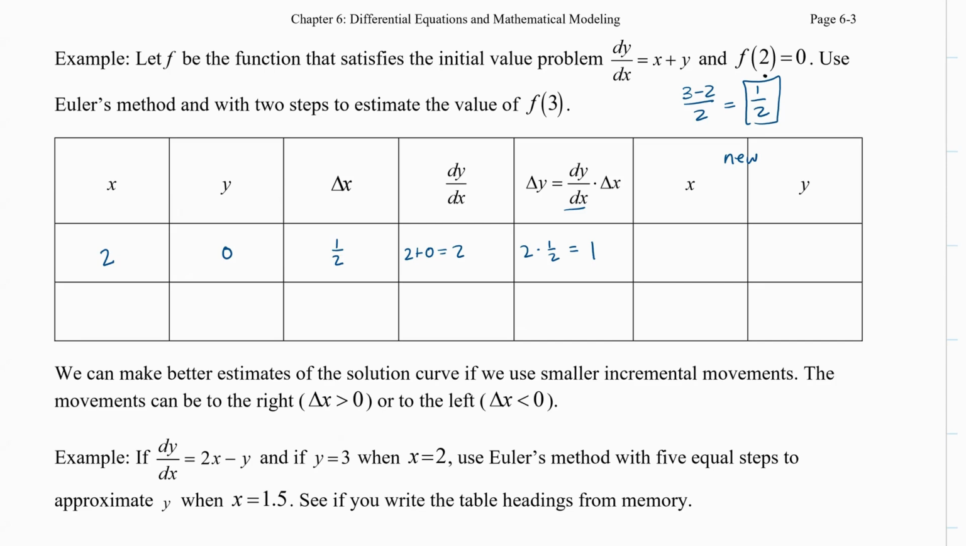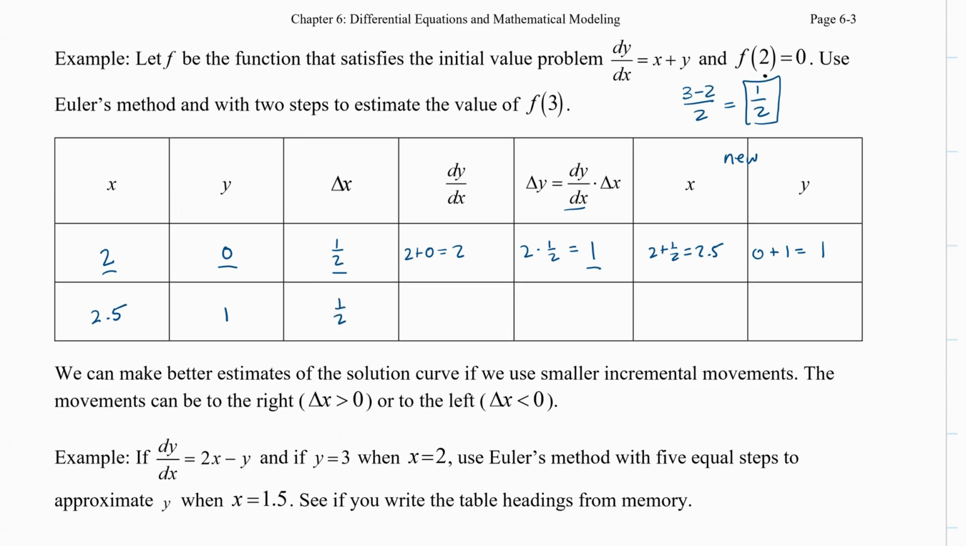We're going to get the new x value by taking the old x and adding the delta x, and we're going to get 2 plus 1/2 is 2.5. And the new y value is going to be the old y value plus the delta y. 0 plus 1 is equal to 1. Great. We've now got an estimate of the location when x is 2.5. We're going to take that value and use that as a new starting point, and we're going to do the process again.